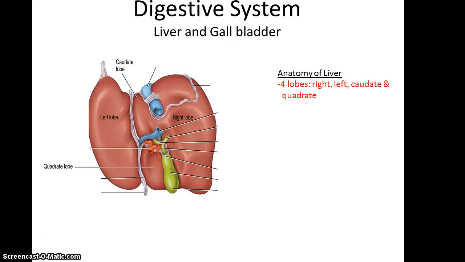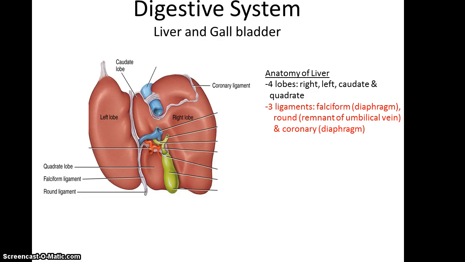The liver. The liver is tons of fun. It has 4 lobes, the large right lobe, the smaller left lobe, and then the smallest caudate and quadrate lobes. It has 3 main ligaments, the falciform ligament, which will attach it to the anterior diaphragm, the round ligament, which is a remnant of the umbilical cord, and then coronary ligament, which will attach it to the diaphragm.